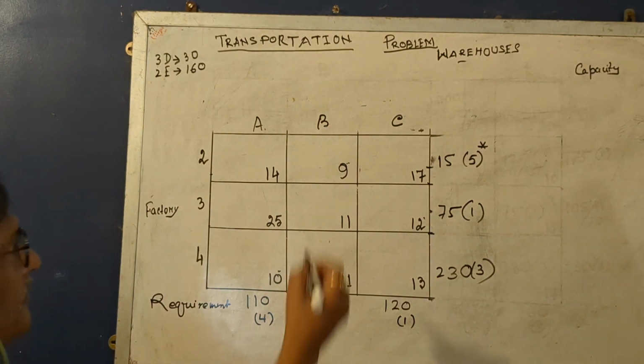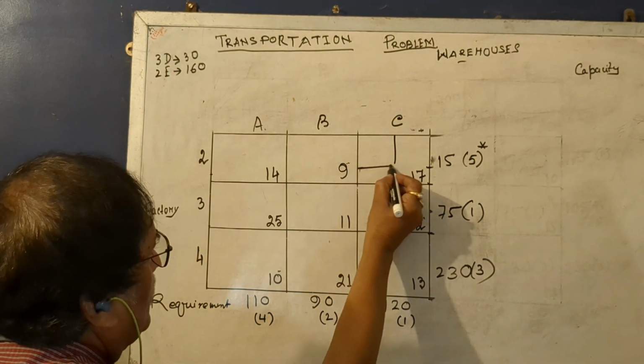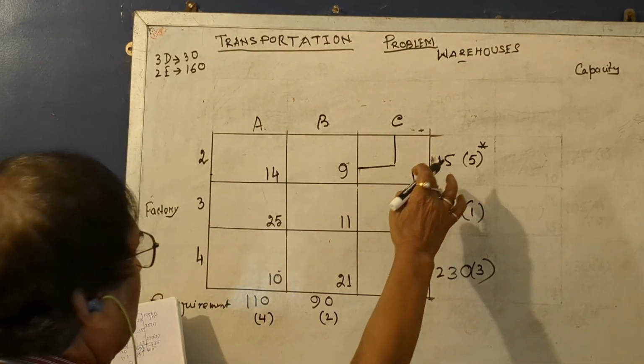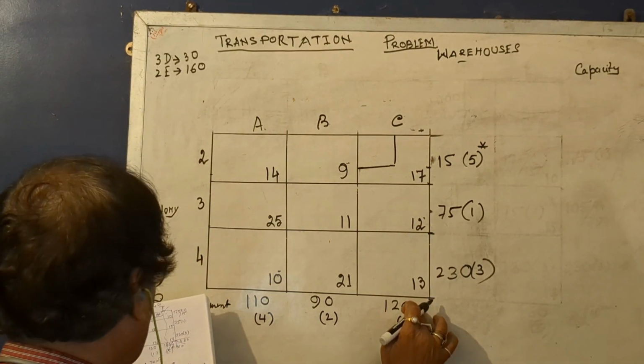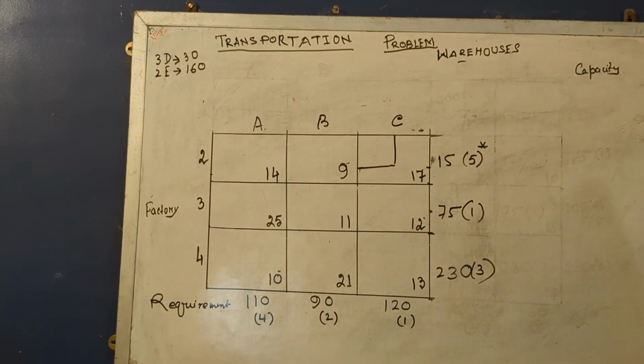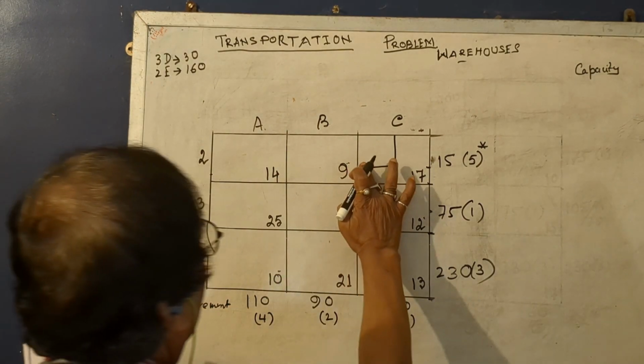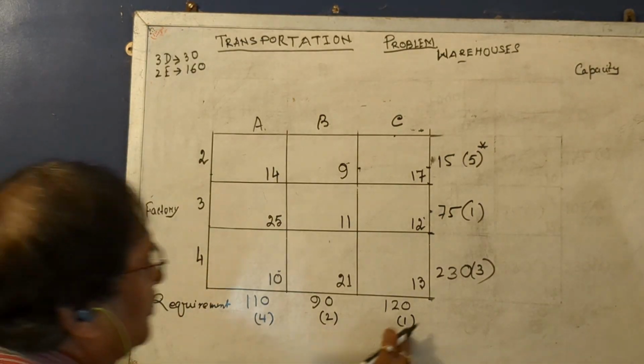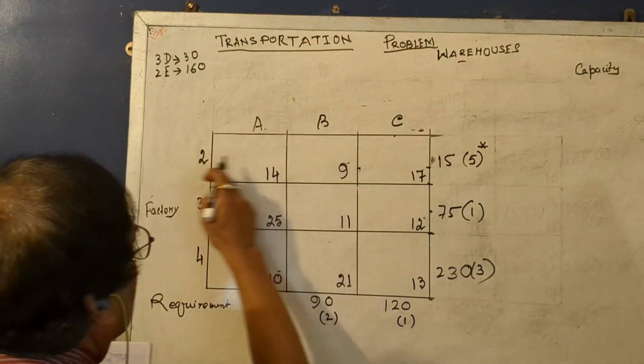That's why your allocation will be here. How much will be your allocation in this place? What is the value? 50 and 120. What is the highest difference? Highest difference is 5. Highest difference 4, 2, 1. And you have to put in this row.